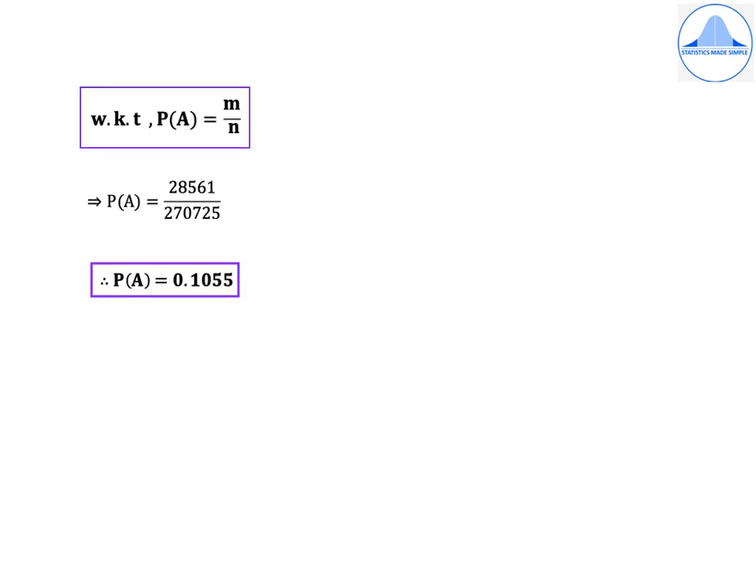We know the probability formula is P of A is equal to M by N, which implies P of A is 28,561 divided by 2,70,725. Therefore, P of A is equal to 0.1055.